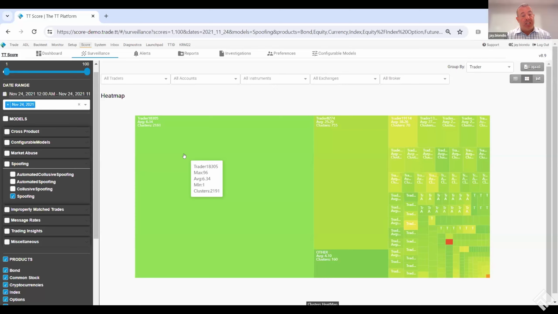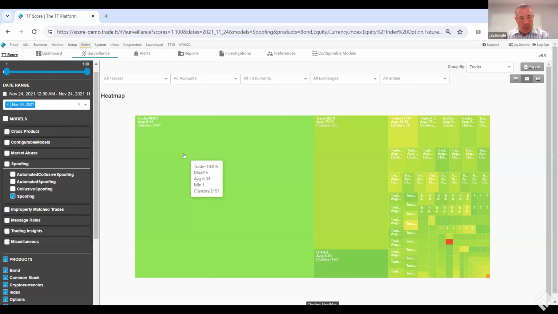But it's lightly shaded. The reason is that even though the trader is generating a lot of what we call clusters of activity, a cluster is essentially a grouping or a segment of their order audit trail data that they generate through their trading activity throughout the day. Even though they have the largest volume of clusters here, there's an average score of only 6.34, which is why, even though the square is large, it's lightly shaded.